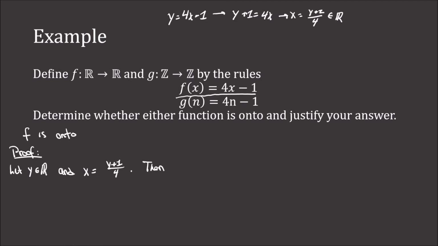Right, so we just have to show now that f of this is y. So this would be 4 times (y plus 1) over 4, minus 1. The 4's will cancel out, so we are left with y plus 1 minus 1. 1 minus 1 is 0, and we are left with y. So therefore, f is onto.